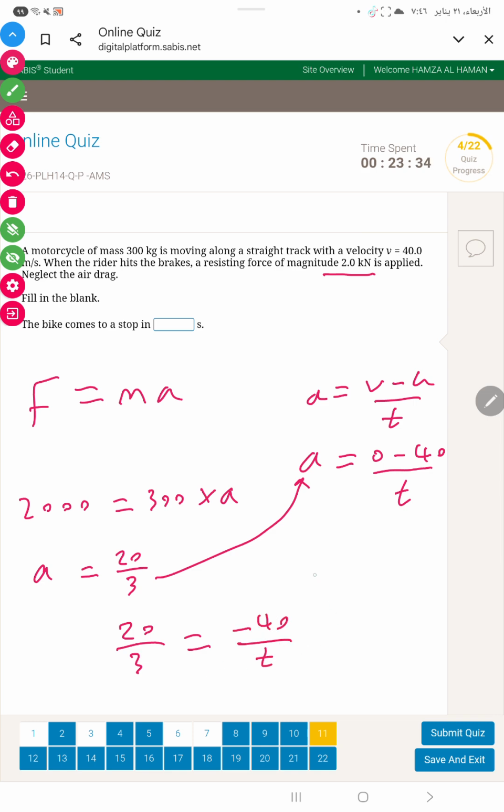Now if you cross multiply, you get 20t. Of course, this must be minus because the force is a resistive force, acting backward, opposite to the motion. So now if you cross multiply, you get negative 20 times t is equal to negative 40 times 3, negative 120. Now divide by negative 20. t is equal to 120 divided by 20, which is 6 seconds. So here the answer is 6.